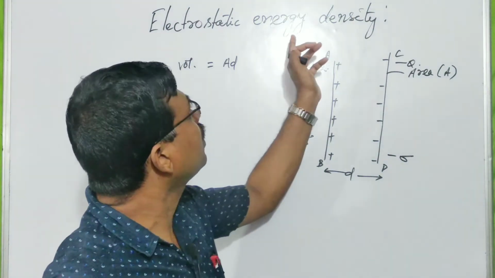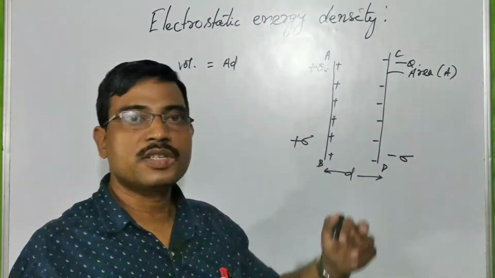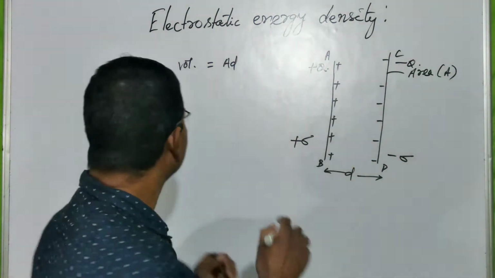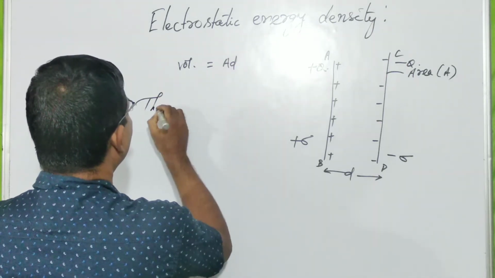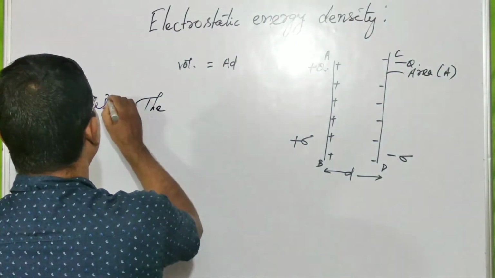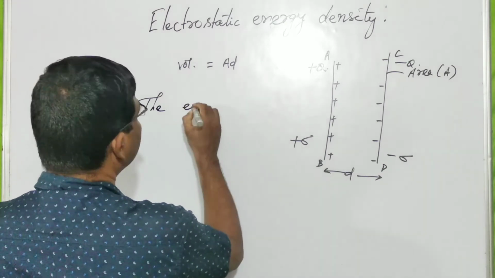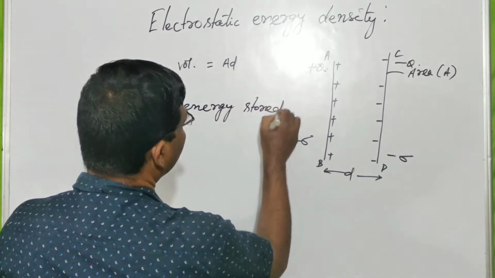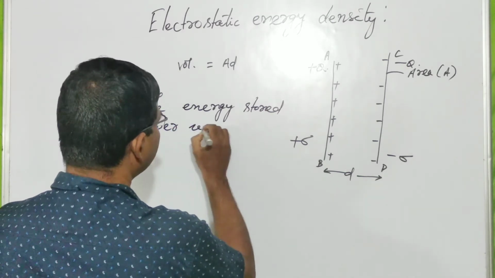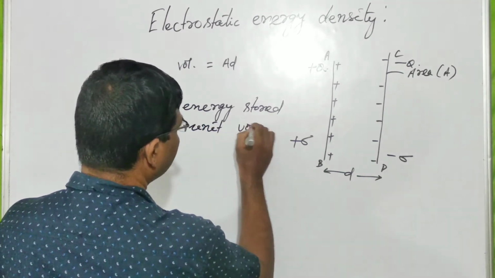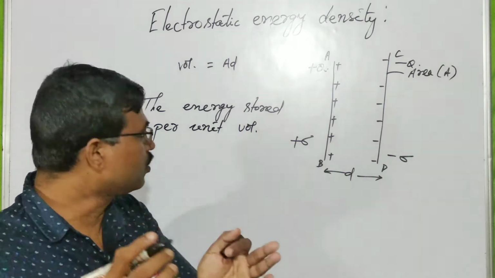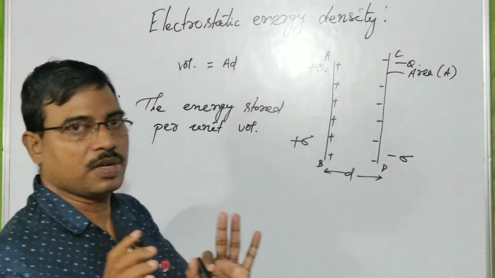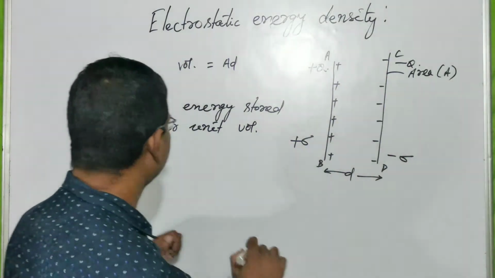How can you write the electrostatic energy density definition? The definition: the energy stored per unit volume of the capacitor in between the two plates of a capacitor.